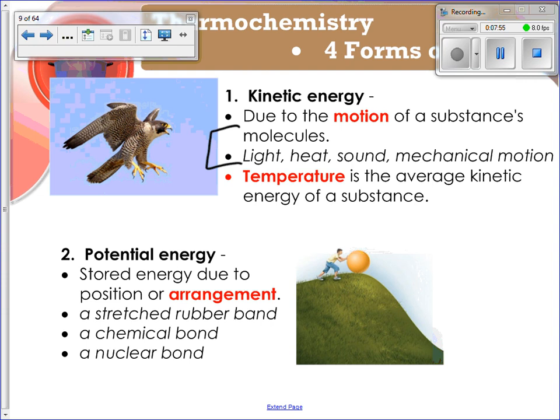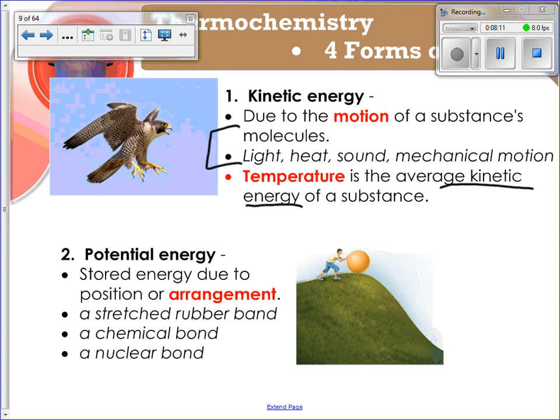Temperature, by definition, is the average kinetic energy of a substance. Remember, we said in the last few slides, temperature is not heat. Temperature is average kinetic energy, which should be very familiar because of our gas law unit. Tie that in. Remember, it all comes back around.